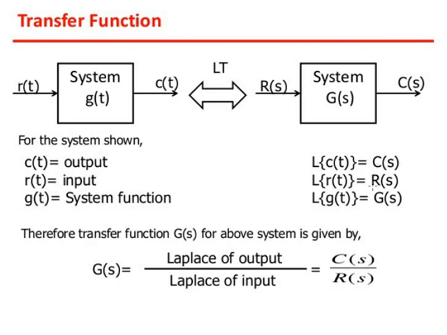Laplace of r(t) is given by capital R of s, and Laplace of g(t) is given by capital G of s. So from this system in the s domain, we can define our transfer function G(s) as the Laplace transform of the output divided by the Laplace transform of the input. Here the Laplace transform of the output is C(s) and the Laplace transform of the input is R(s). So C(s) divided by R(s) is our transfer function for the particular system.